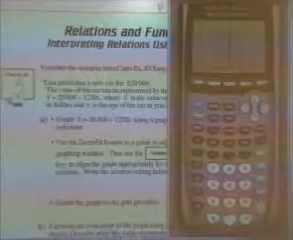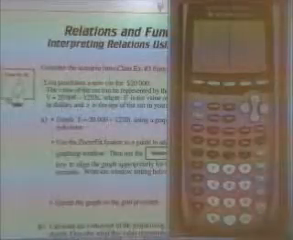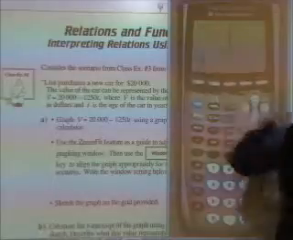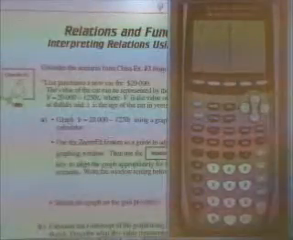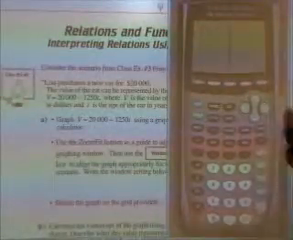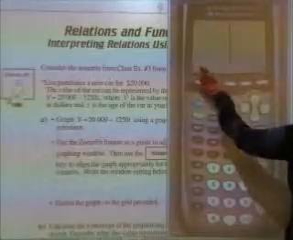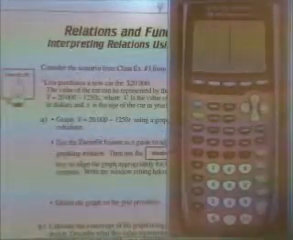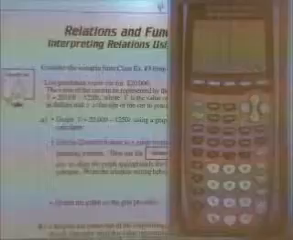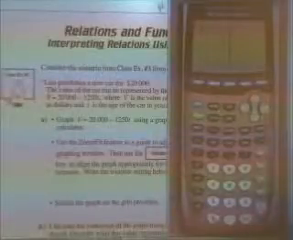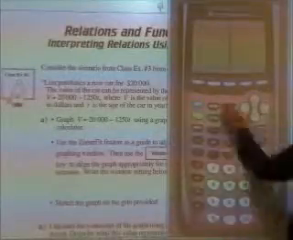Now I've got this graph. The graph is showing me where it's crossing the y-axis. It hasn't really shown me where it crosses the x-axis, because this is not an axis. The dotted line is not an axis. But what this can do is help me try to pinpoint a window setting.